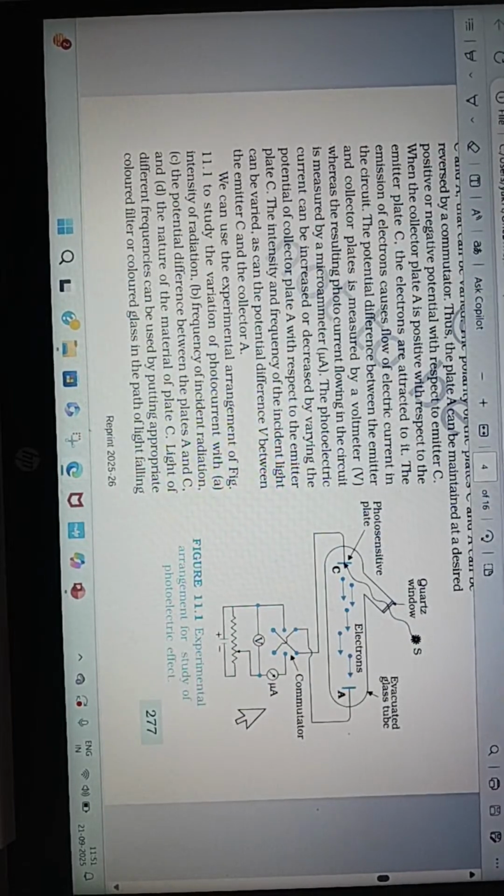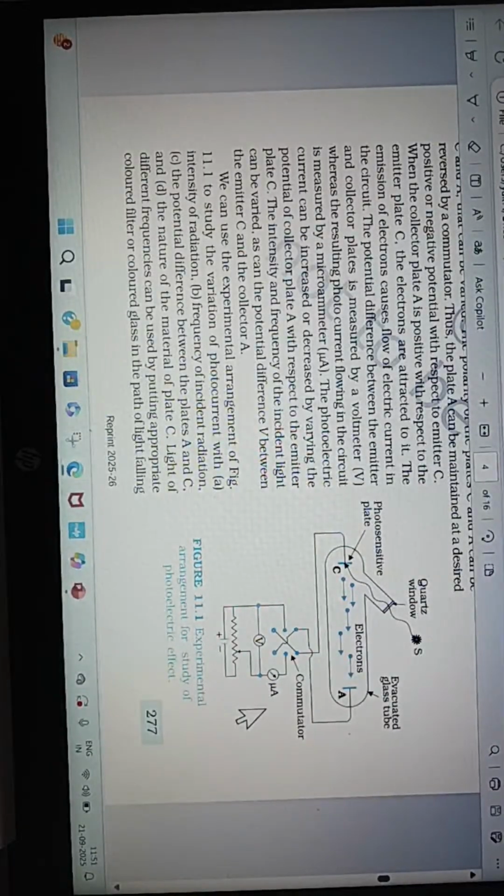Yes, sir. When light comes on a metal, it releases some energy, and if you apply some voltage, the electrons stop moving, sir. The amount of voltage that is required to stop the electrons is called the stopping potential, sir.